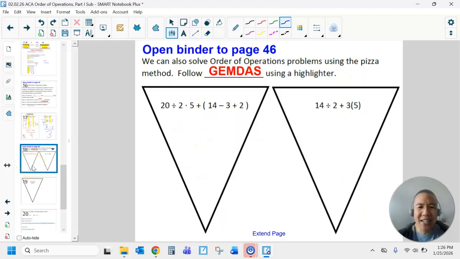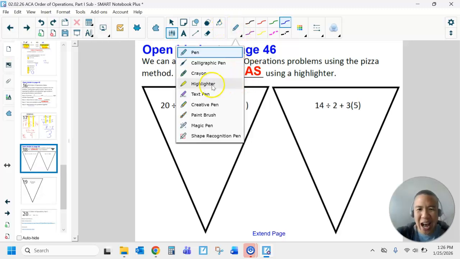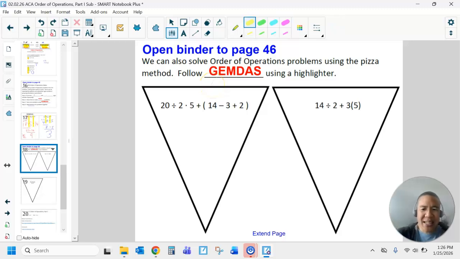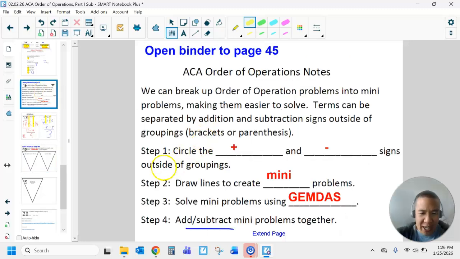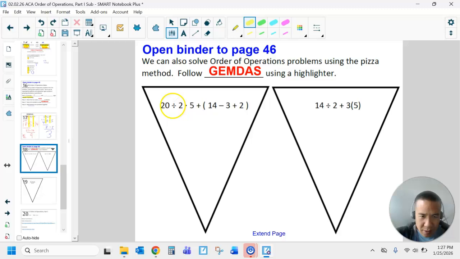Now I need you to turn to page 46. Solve these using order of operations and using GEMDAS. Take out your highlighter. Do you see any adding or subtraction outside of grouping? Let's see. Adding, subtracting. Oh, adding right here. Let's highlight this. But this is inside grouping, so leave that alone.